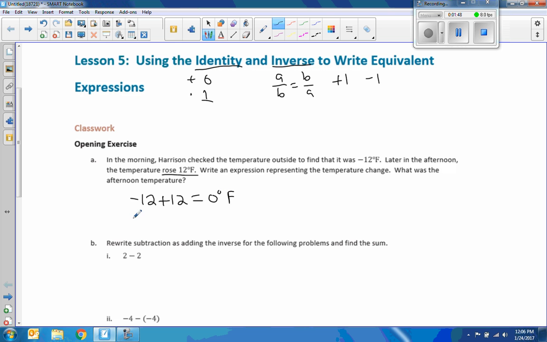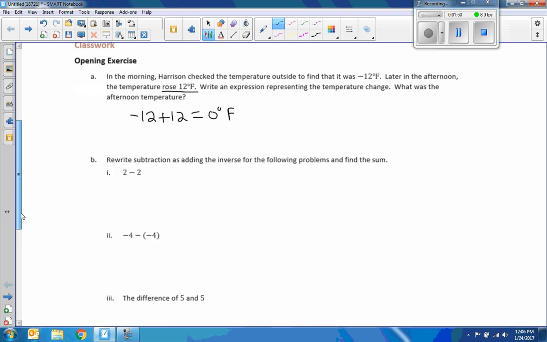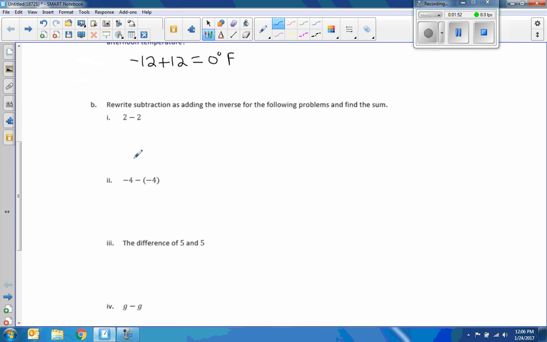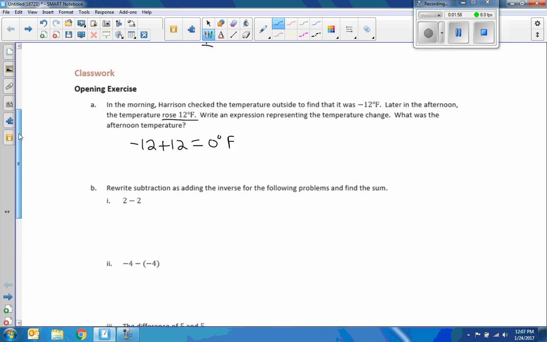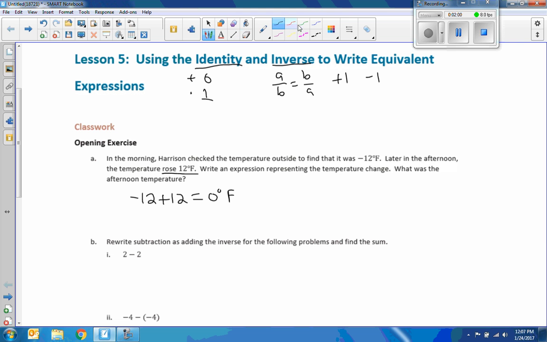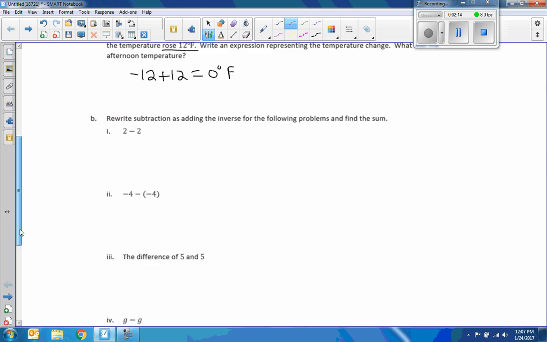Okay, B. Rewrite the subtraction as adding the inverse of the following problems and find the sum. That is where I was talking about inverses up here. Okay, so an inverse of addition is its opposite. In other words, its additive inverse. Its distance from 0 is still the same. We're just going in the other direction on the number line.